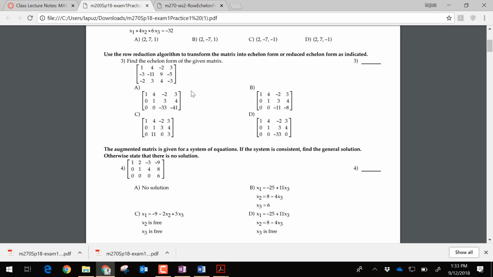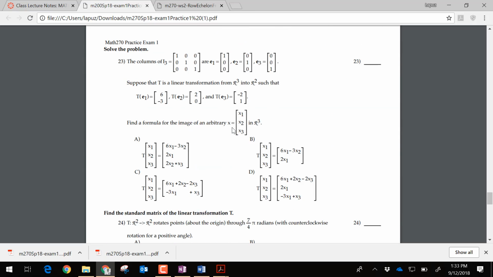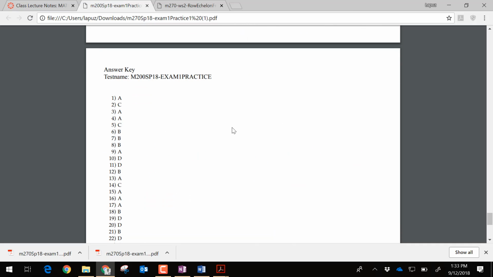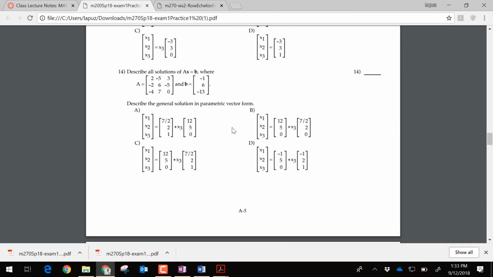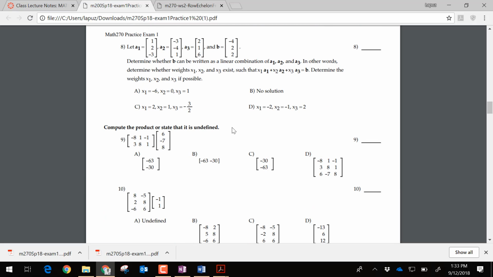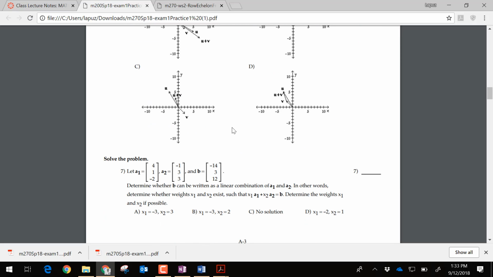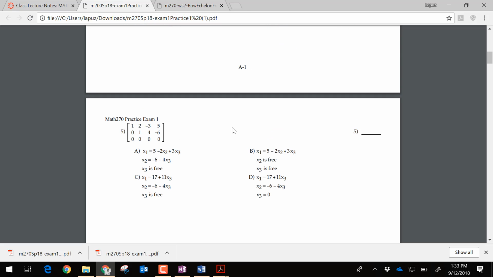All right, so these things are multiple choice. Your test will not be multiple choice, but this would be a way for you to check your answer because the answers are at the end of the practice test. Okay, so you do it by hand. Don't look at the answers. Do it by hand, and then check your answers.